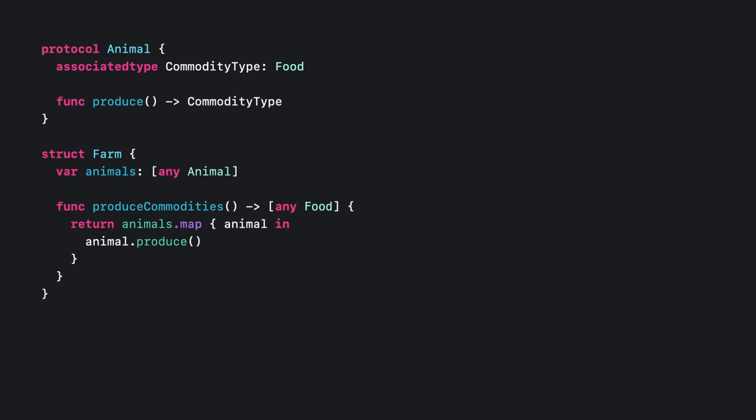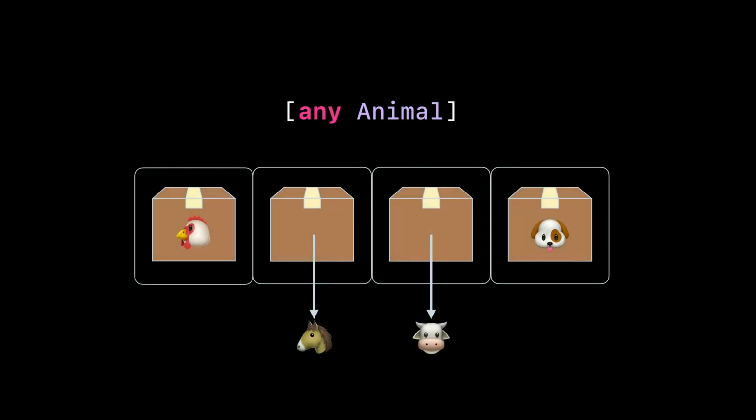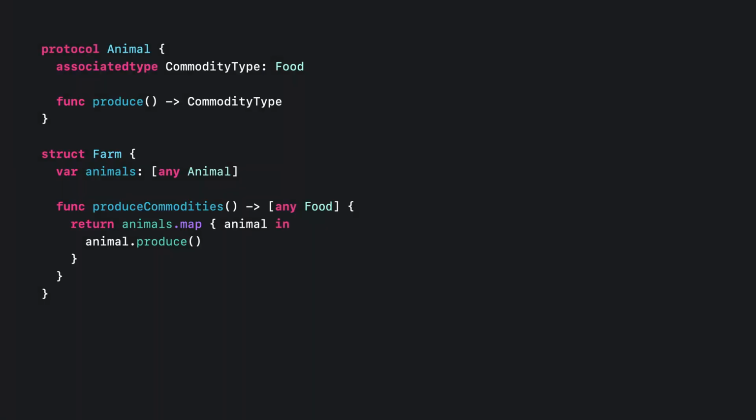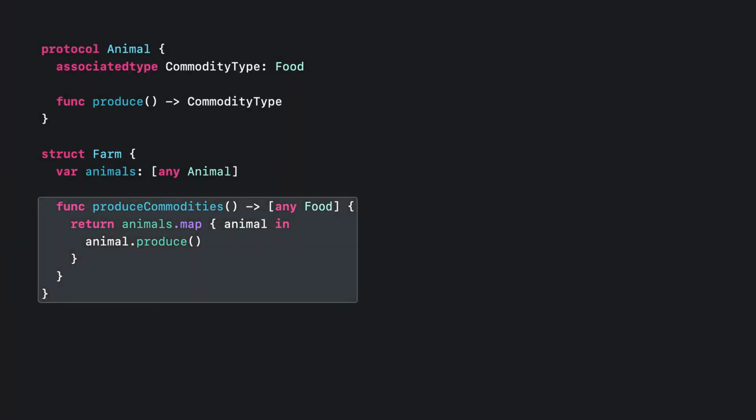Now let's say we have a farm full of animals. The animals stored property on farm is a heterogeneous array of any animal. In Embrace Swift Generics, we saw how the any animal type has a box representation that has the ability to store any concrete type of animal dynamically. This strategy of using the same representation for different concrete types is called type erasure. The produce commodities method maps over the array of animals, calling the produce method on each one.